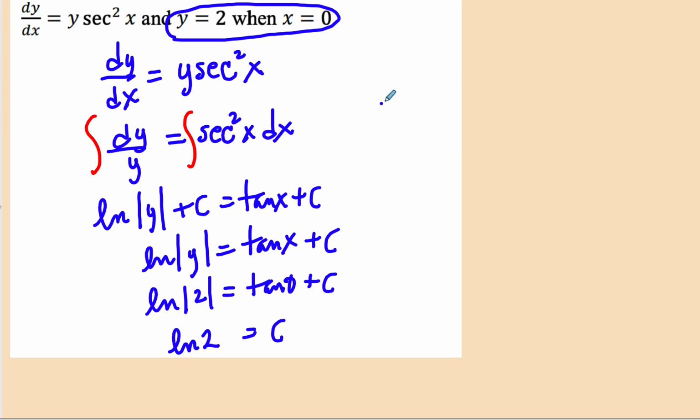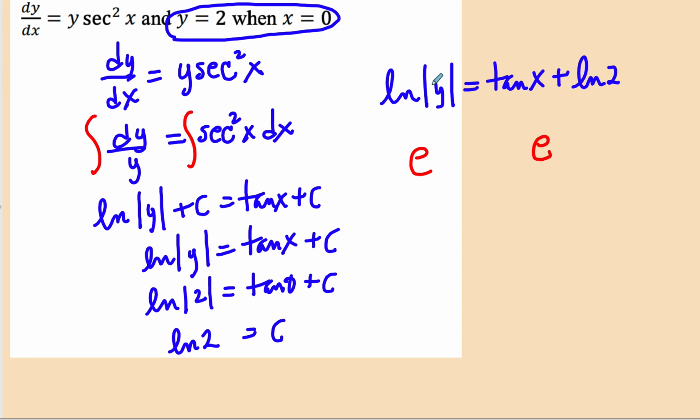So now I have the natural log of the absolute value of y equals tan x plus, and c is now the natural log of 2. Now, if I want to get rid of the natural log, I have to do what we call exponentiate. I've got to do e to this power right here. So e to the natural log of absolute value of y equals e to the tan x plus natural log of 2. Now, e and natural log undo each other. That's why I exponentiate both sides.